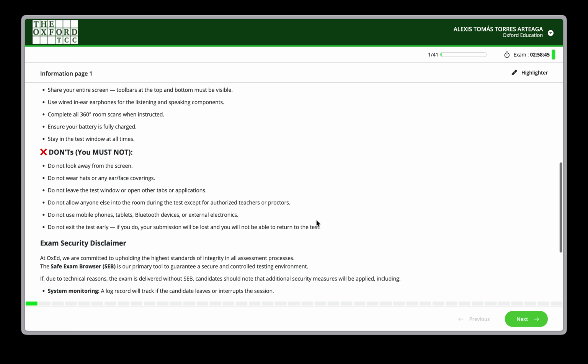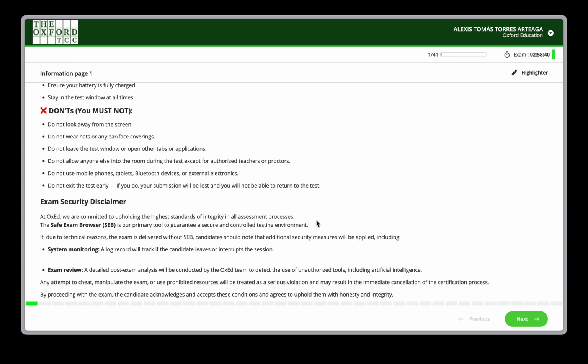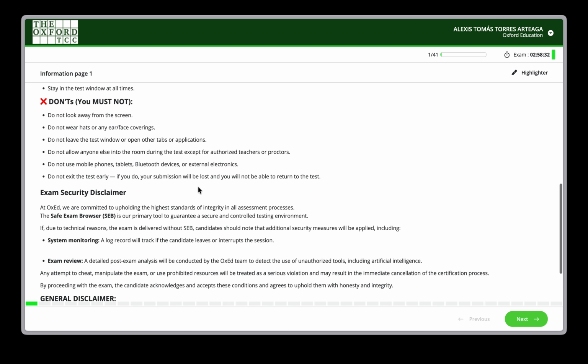Do's and don'ts. Don't look away from the screen. Don't wear hats or any face coverings. Do not leave the test window or open other tabs or applications. Do not allow anyone else in the room during the test except for authorized teachers or proctors.